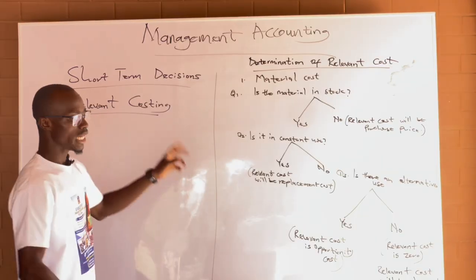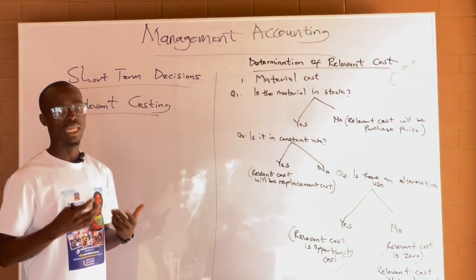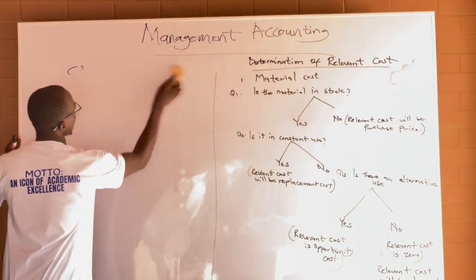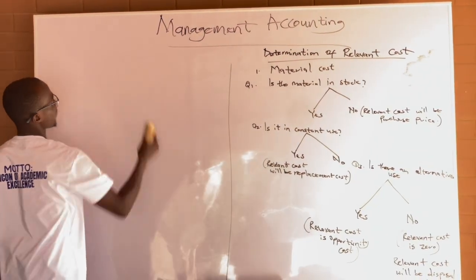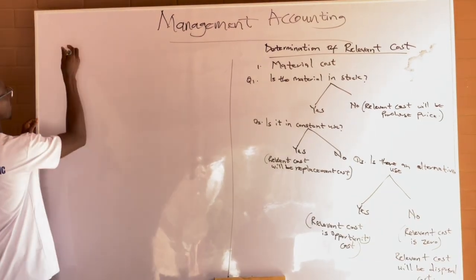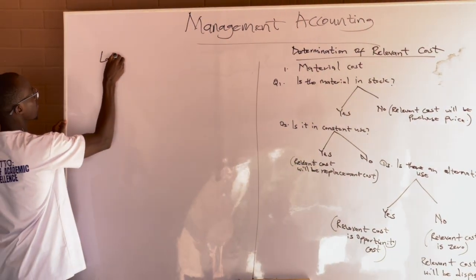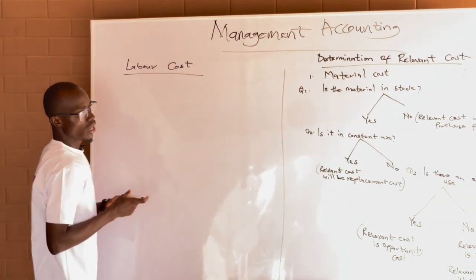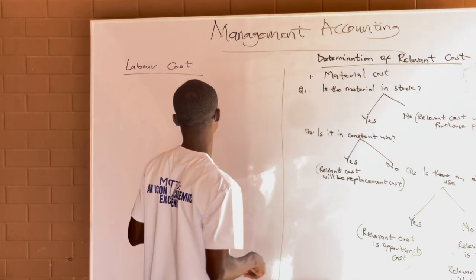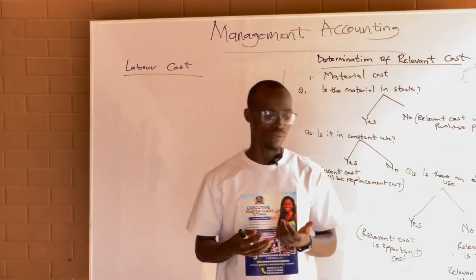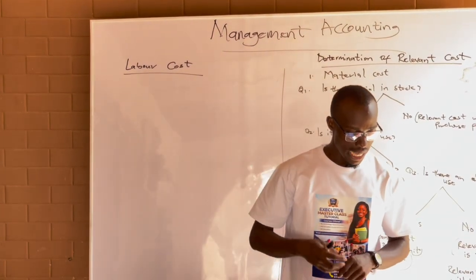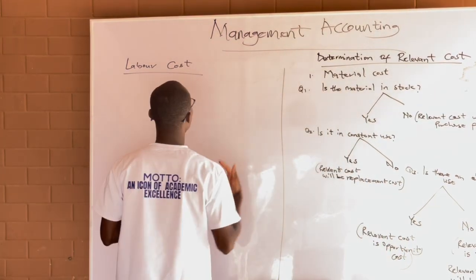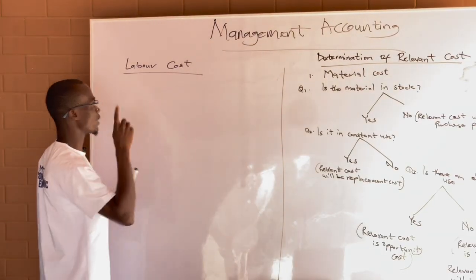So let's go to how to determine the relevant cost when it comes to labor. To determine the relevant cost of labor, you also need to ask yourself questions. The first question you ask yourself is: are the employees you are working with permanently employed?